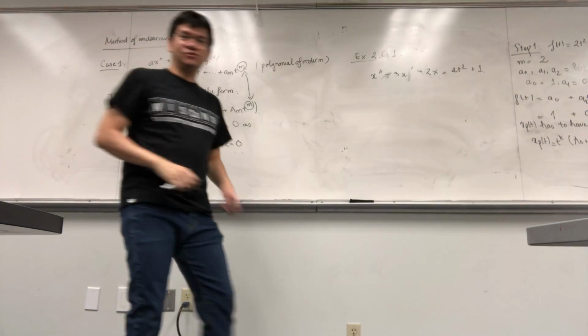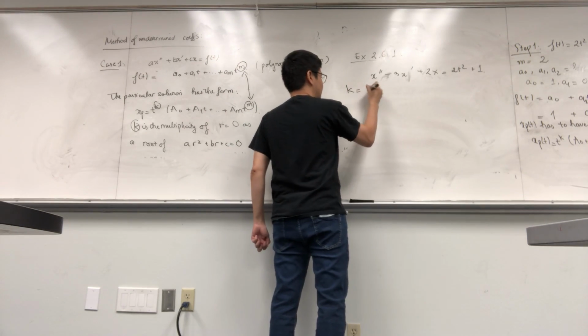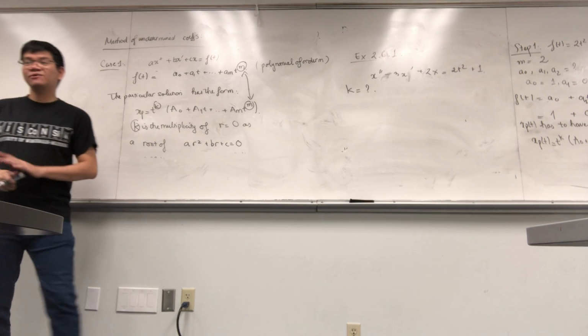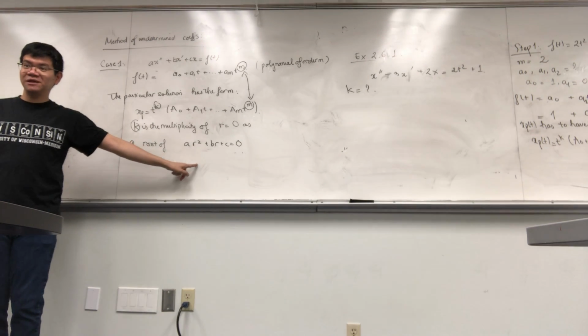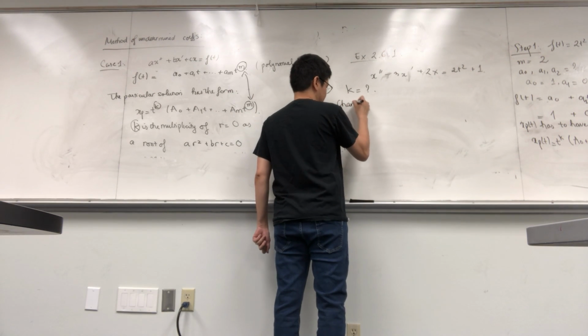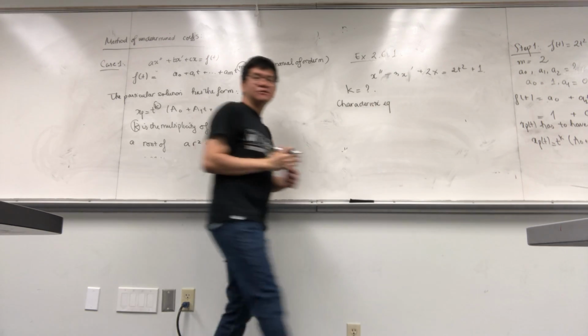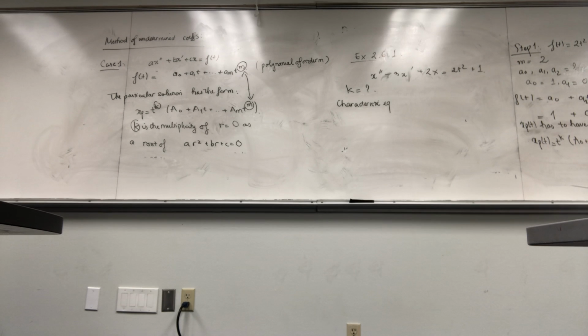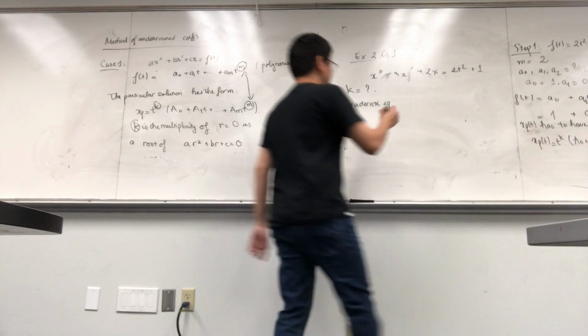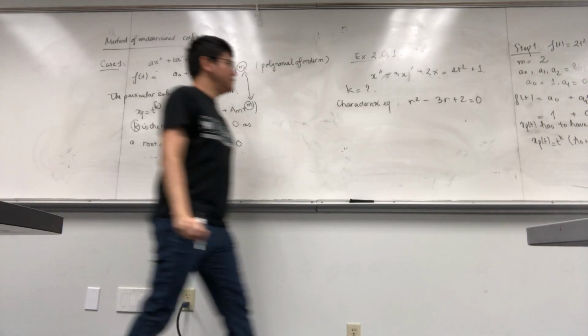Now the next step is to determine k. So to determine k, I have to write out the characteristic equation, right? ar squared plus br plus c is 0, right? So what is the characteristic equation in this case? r squared minus 3r plus 2. So you have r squared minus 3r plus 2 is 0, right?